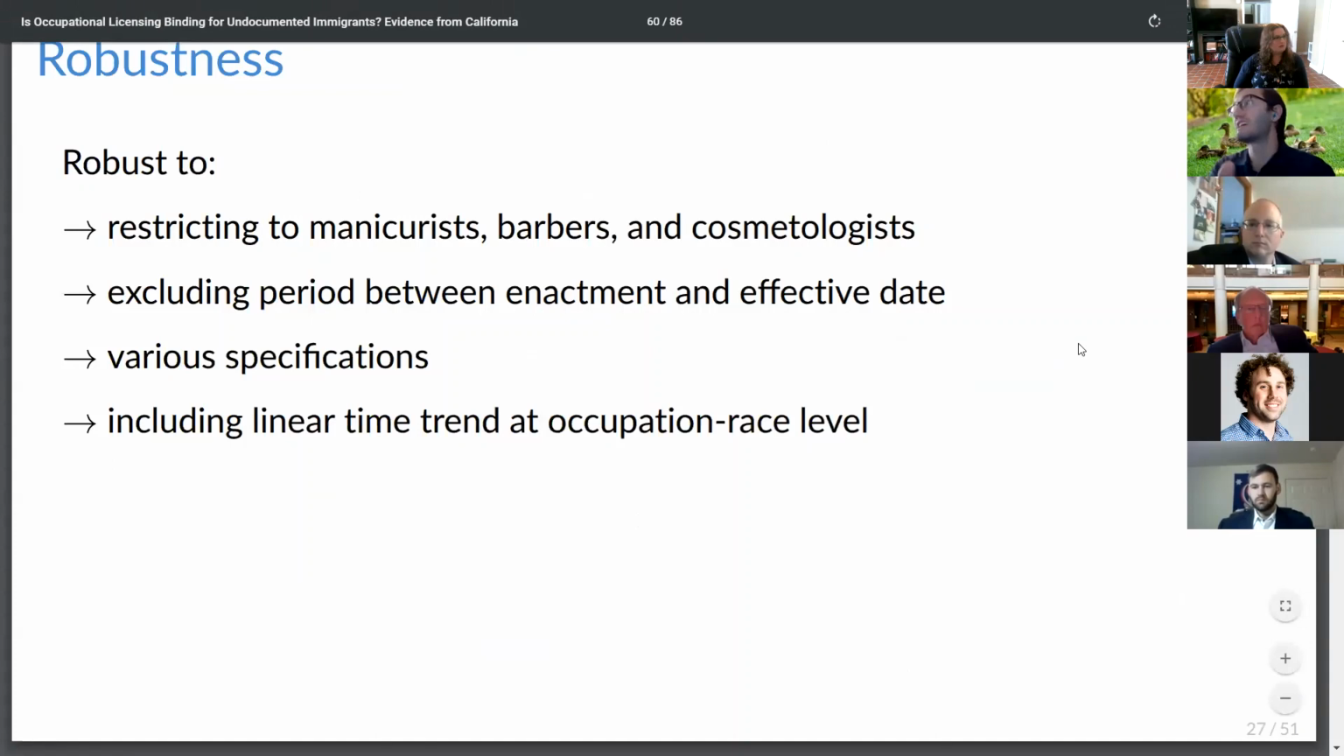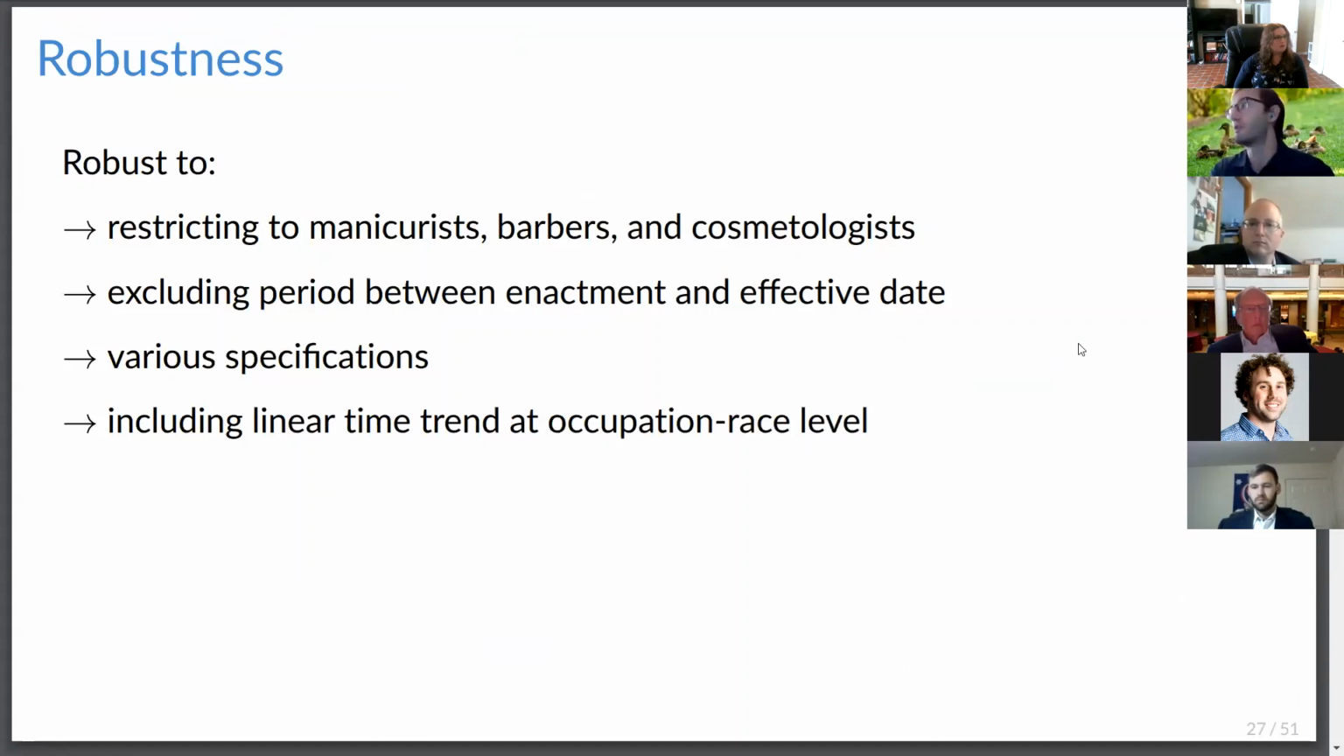But if there are any comments about what you think would be a more appropriate way to use the data, or specifications that you would like to see if you saw this paper, please let me know, because this is my first time showing it to the licensing people. I've shown it to a lot of immigration people more so. So please, I look forward to your comments.